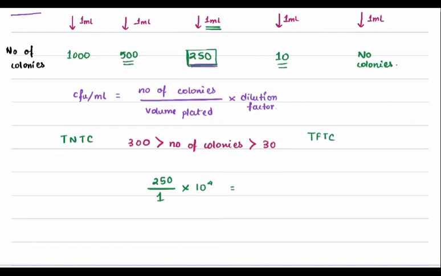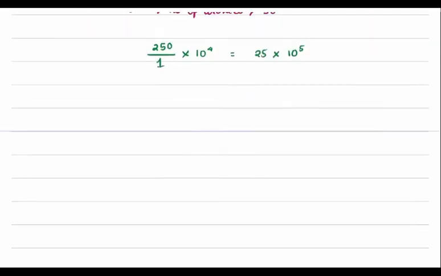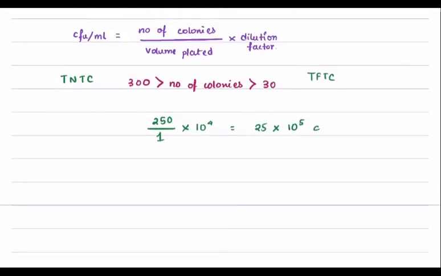Now if we calculate it, 25 multiplied by 10 to the power 5. So this is the final answer, which is the CFU per mL. That is, these many colony forming units are present in 1 mL of the sample that we plated.